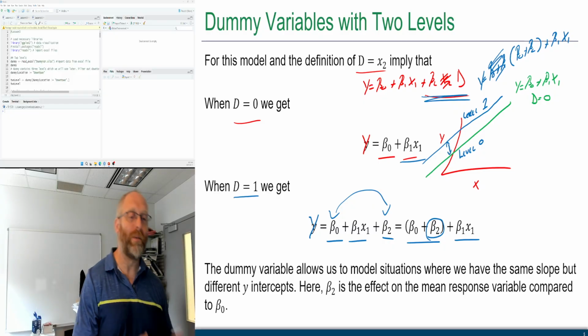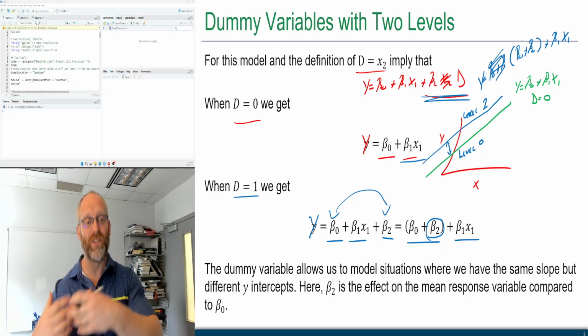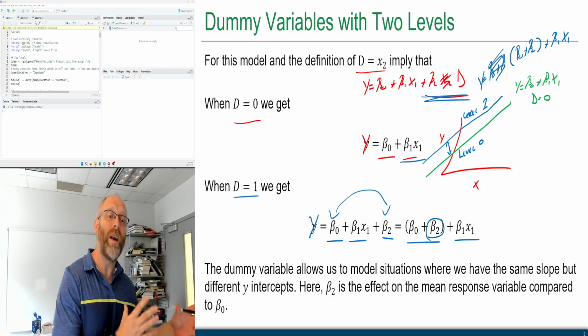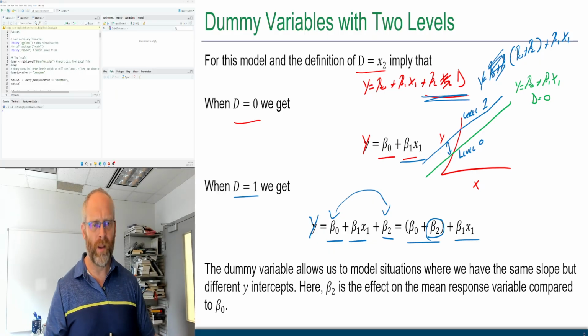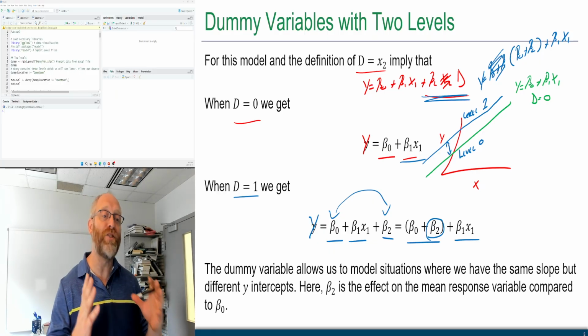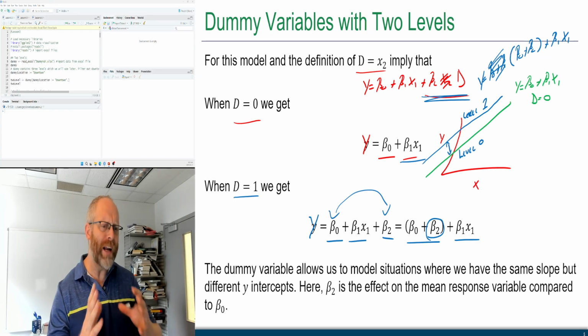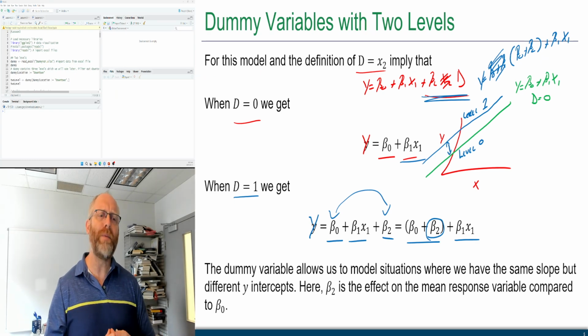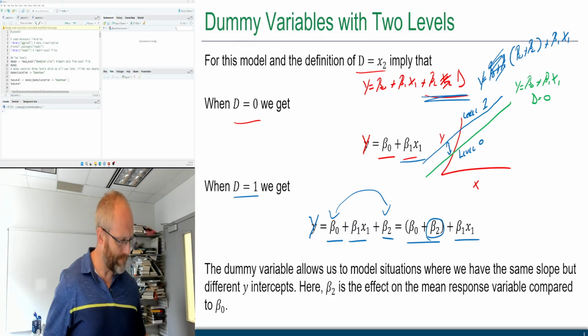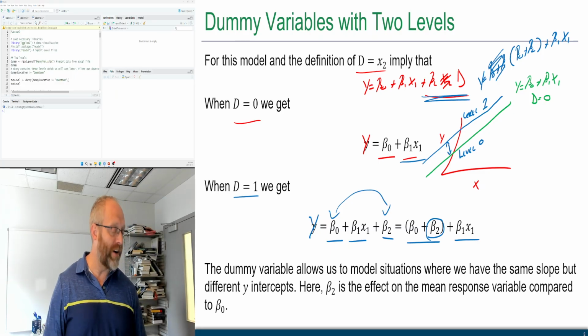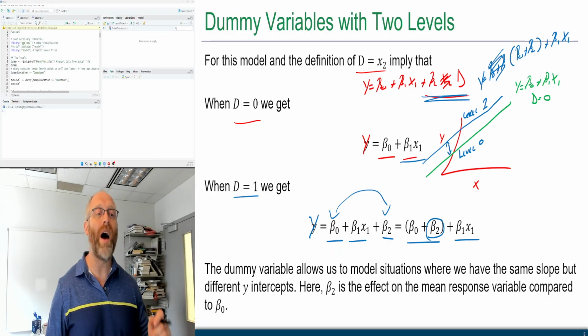If I'm talking about level 0 being the first and level 1 being the second, then on level 1 in this case, my sales are starting higher than on the first. So if I were to graph my data and draw lines of best fit, I should be able to break apart my two different levels in this sort of way. The slope should be the same, but the intercept should be different. All right. So the dummy variable allows us to model situations where we have the same slope but different y-intercepts.